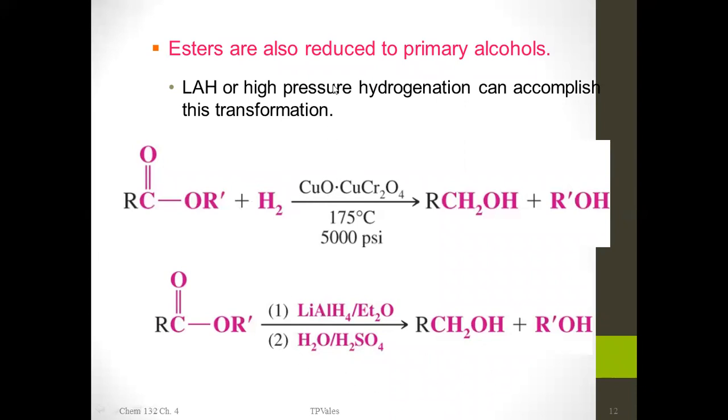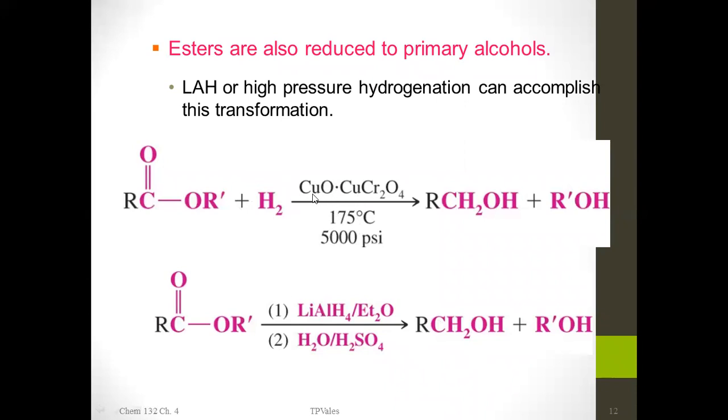The second one is using hydrogenation at very high pressure. Imagine this one, 5,000 psi. It's a very, very high pressure. You normally have like 1 atm, about 25 psi. And here you do this reaction at a very, very high pressure and at a very high temperature, like 175 degrees Celsius.